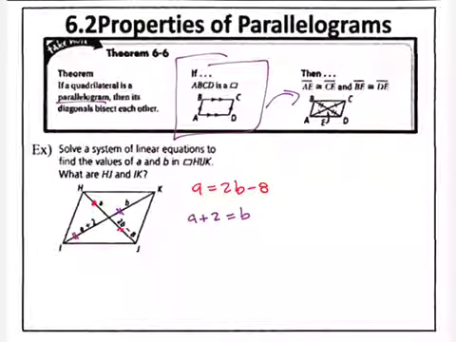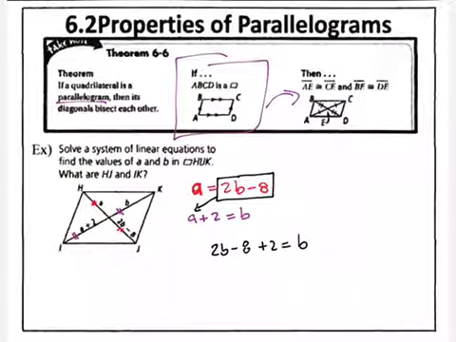The only way we're going to be able to solve this is if we use systems, and in this case, substitution. So I'm going to substitute what A equals in for A in the other equation. So in this case, our new equation becomes 2B minus 8 plus 2 equals B. I'll combine like terms here. I've got negative 6. I'll subtract the 2B over. I've got negative B equals negative 6, which tells me that B equals 6.